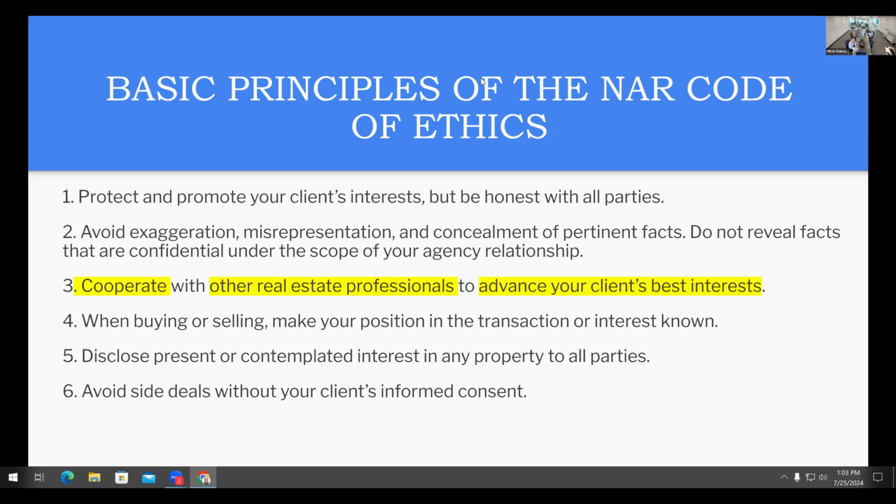You also have to disclose any present or contemplated interest in any property. Have you ever gone to take a listing and it's like, wow, I would actually like this house for myself? You need to disclose that to the seller that you're thinking about purchasing this, and best practice at that point would maybe be to have someone else list it. If they don't want someone else to list it, you're not going to list it yourself, but you're going to do the best CMA you've ever done in your life for that seller.